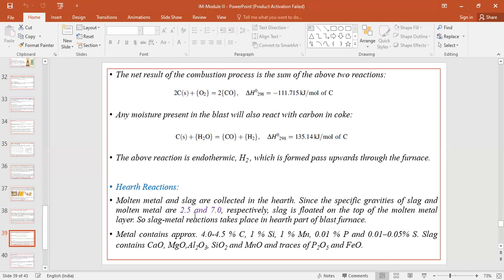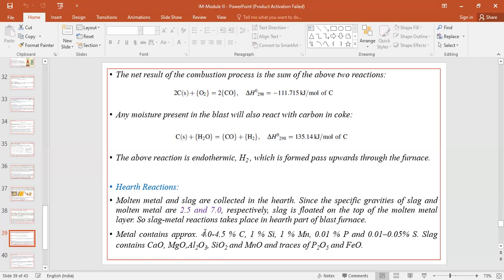The specific gravities of slag and molten metal are around 2.5 and 7. So slag floats on top of the molten metal in the hearth part of the blast furnace, where majorly there will be slag-metal reactions. The hot metal that is formed has a composition of carbon ranging from 4 to 4.5%, silicon 1%, manganese 1%, and phosphorus and sulfur almost 0.01 to 0.05% each.